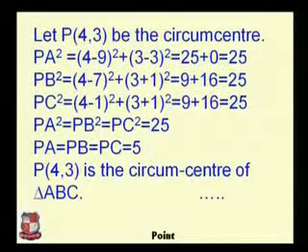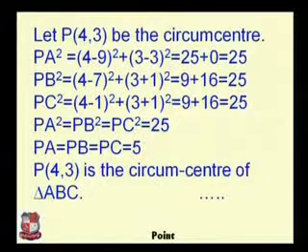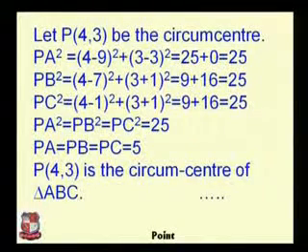So PA square is equal to (4 minus 9) square plus (3 minus 3) square. 4 minus 9 we get minus 5, whole square. So minus 5 whole square we get 25, and 3 minus 3 we get 0. 0 whole square we get 0. So 25 plus 0, it is equivalent to 25.